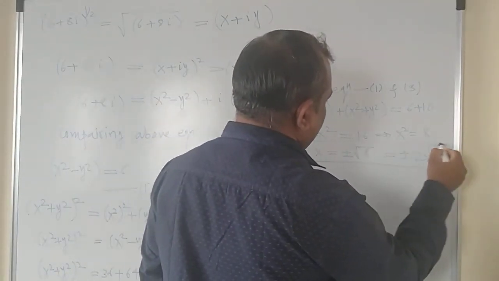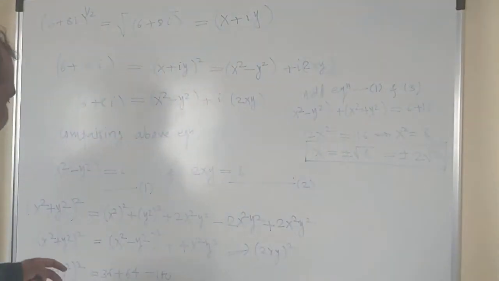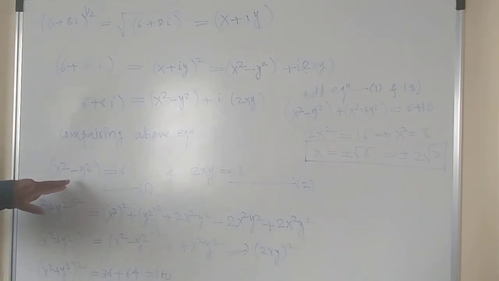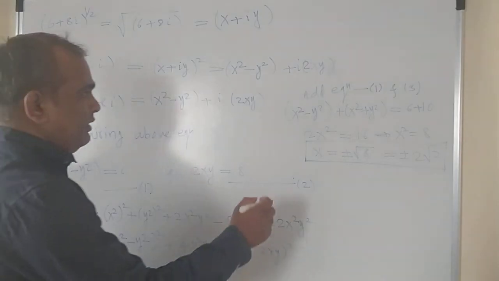Now the value of y can be calculated by using again equation number 1 and 3, right? But to get the value of y, what I should do is I will subtract equation number 1 from 3. So equation number 3 minus 1 will give me x square plus y square minus x square minus y square. So x square will be eliminated and you will get 2y square.